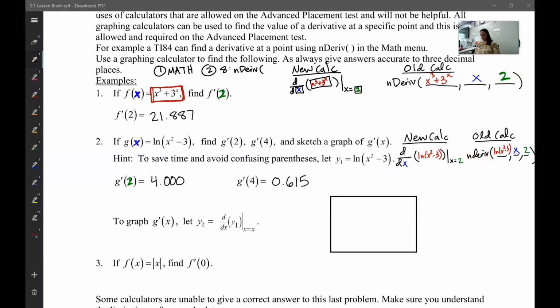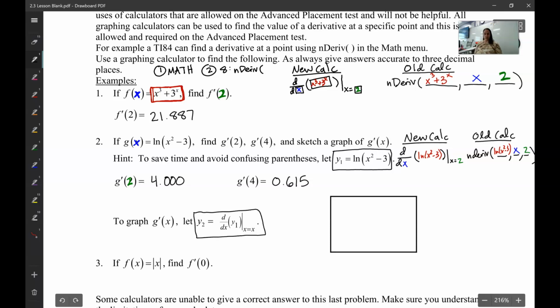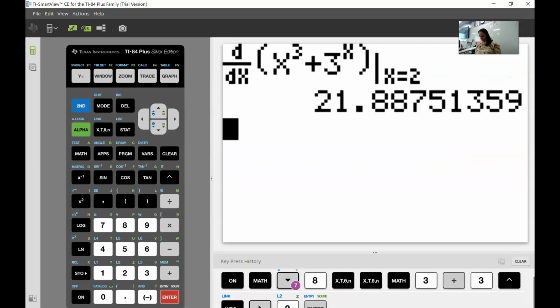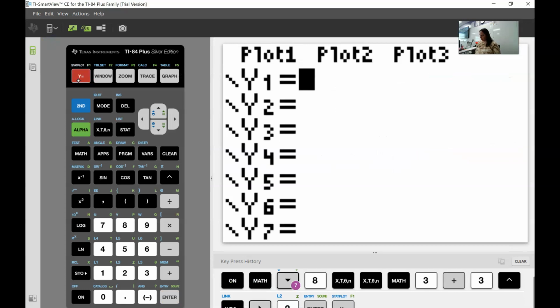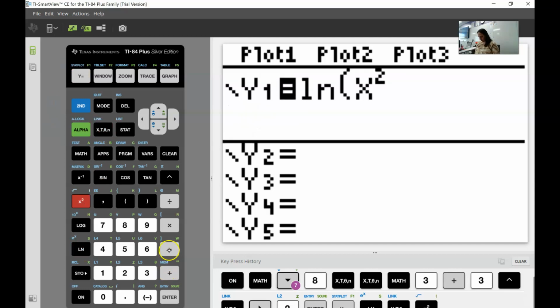Okay, this is what you should have gotten. Now I'm going to show you how to graph a derivative on your calculator. So what you're going to do is go into your y equals and type this into y1, and then you're going to type this into y2. So I'll show you what that looks like. So we're going to go into y equals. In y1, we're going to do ln of x squared minus 3.